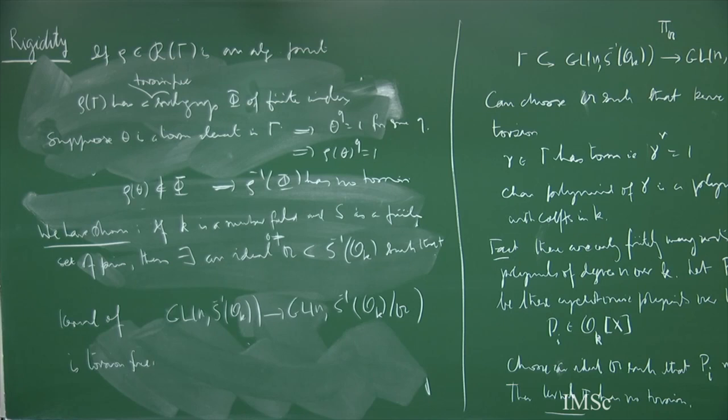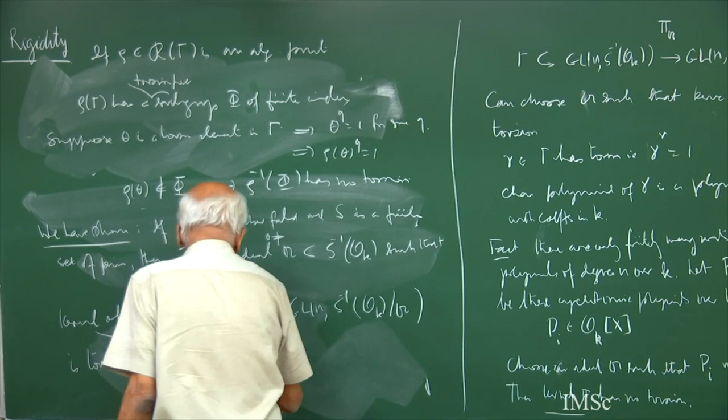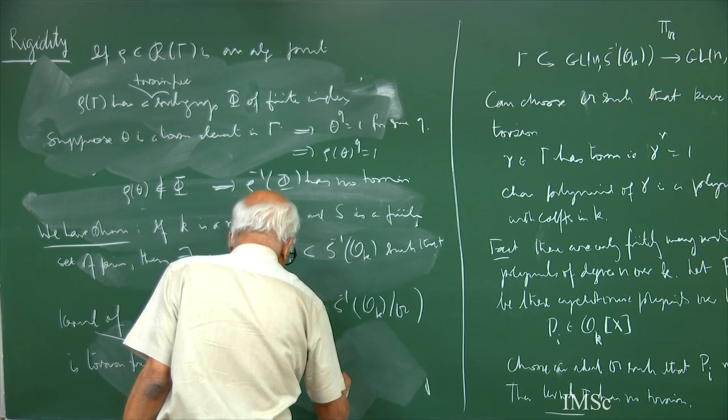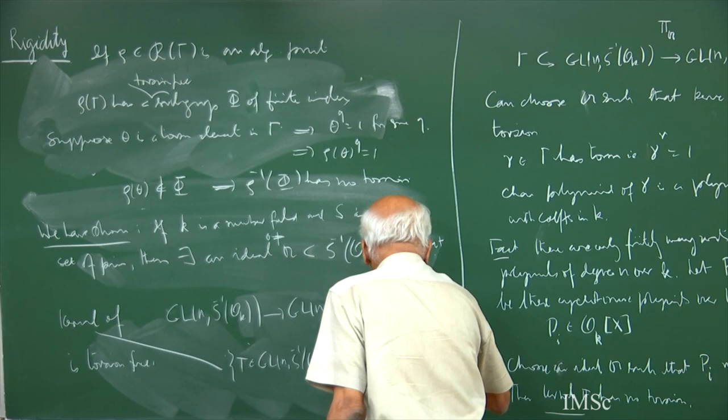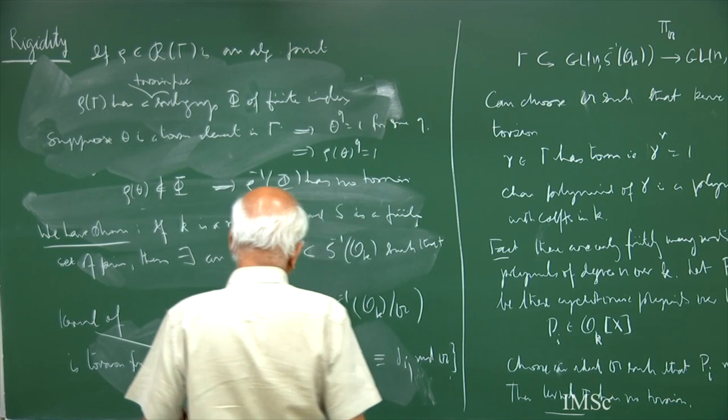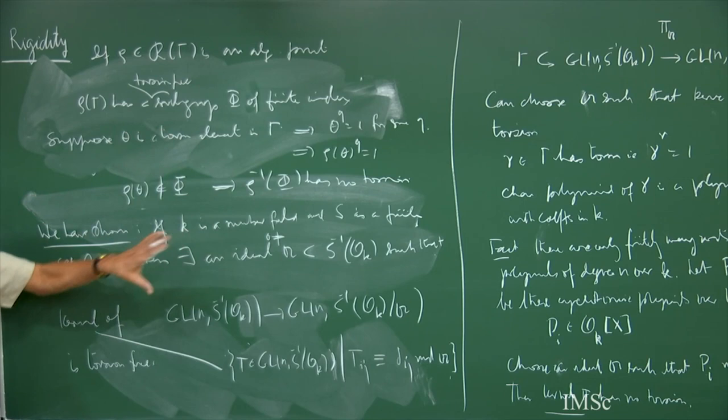This kernel means the set of elements T in GLN of S inverse O_K with T_ij congruent to delta_ij modulo A. This is what we proved in the case when the entries are in a number field, and the general case is handled by some deformation argument and Hilbert, Nullstellensatz and such. Okay, that's one fact.